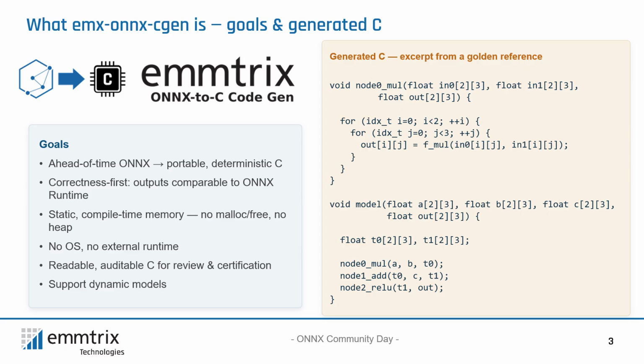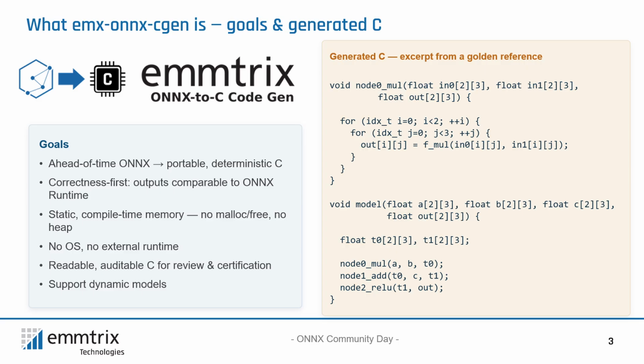So what is ONNX-CGen? ONNX-CGen is an ahead-of-time compiler that converts ONNX models into portable, deterministic C code. Thereby it applies a correct-first approach. That means this generated C code must be correct and comparable to the ONNX runtime.